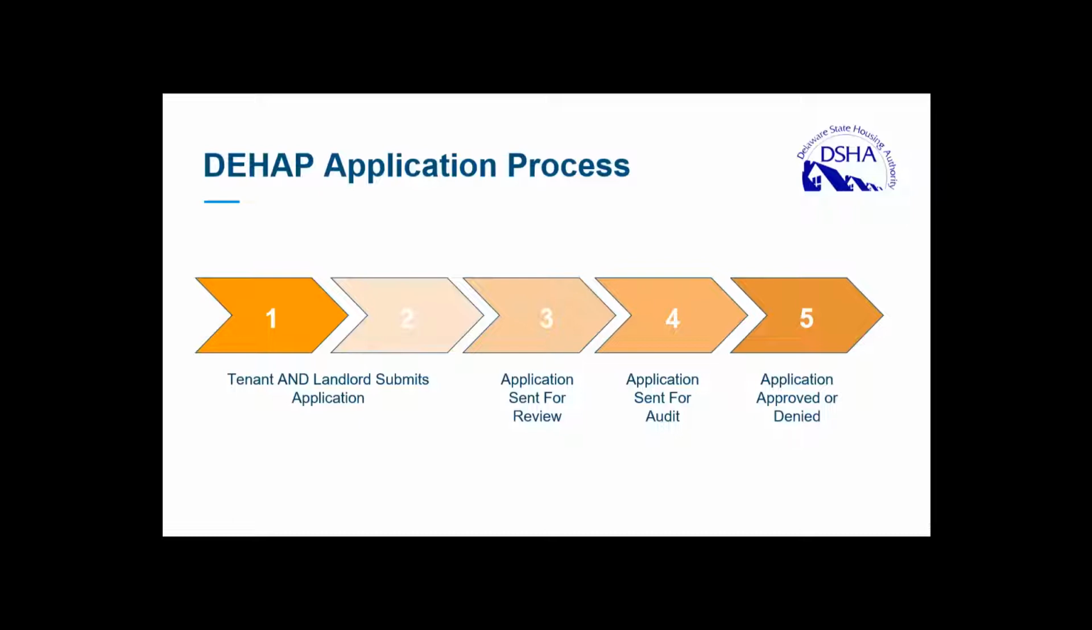Once that application is submitted, if you, the landlord, are submitting it, your tenant will get an email, and then your tenant will need to complete their portion of the application. If your tenant applies prior to you applying, then you would get an email invite to log into the portal and update your information. Once all of that information is done and you've submitted everything, either the tenant or the landlord side is complete, that application is sent for an initial audit. And once that audit is done, it's then sent for a supervisory audit, and then that application is either approved or denied.